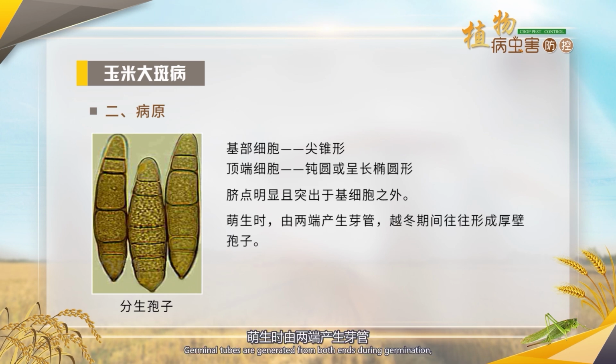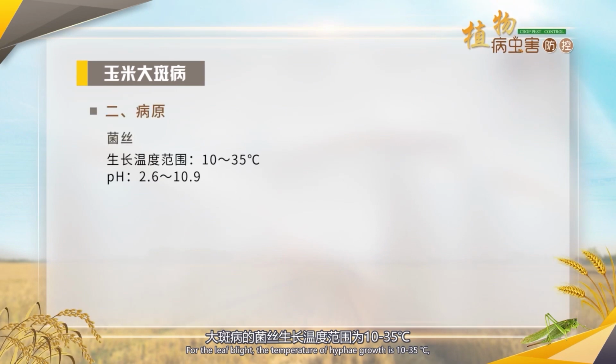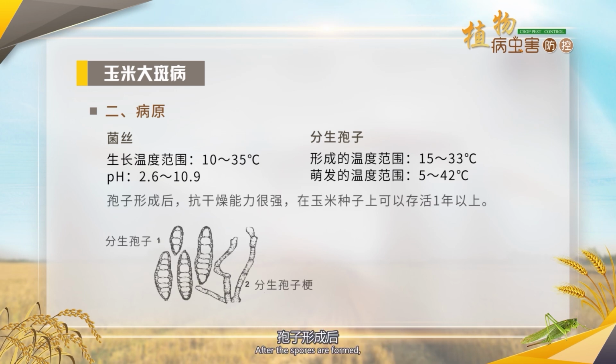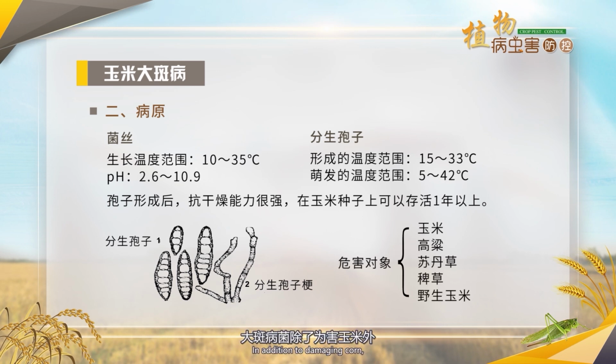Germinal tubes are generated from both ends during germination, and chlamydospores are often formed during overwintering. For the leaf blight, the temperature of hyphae growth is 10 to 35 degrees Celsius, and the pH is 2.6 to 10.9. The temperature of conidia formation is 15 to 33 degrees Celsius, and the temperature of conidia germination is 5 to 42 degrees Celsius. After the spores are formed, they have a high ability to resist drying and can survive on corn seeds for more than 1 year. In addition to damaging corn, Setosphaeria turcica can also infect sorghum, Sudan grass, barnyard grass, and wild corn.